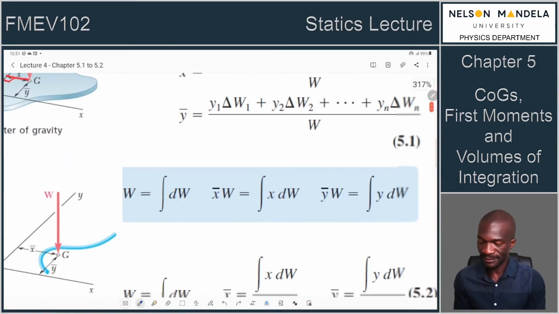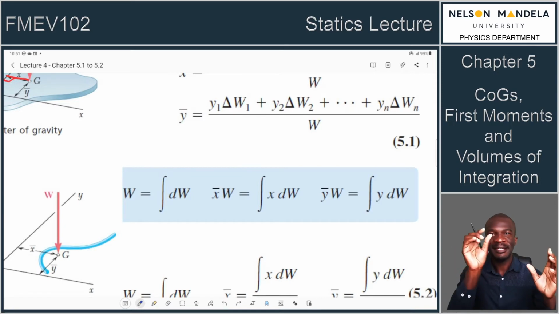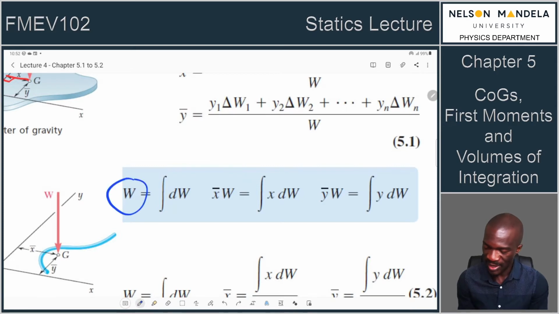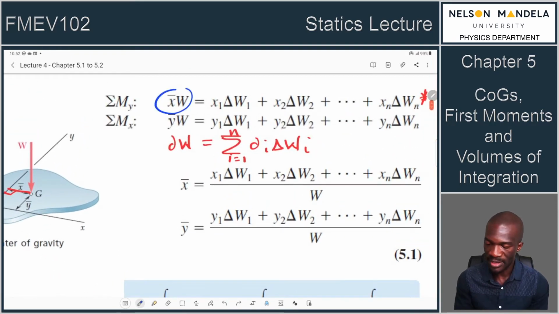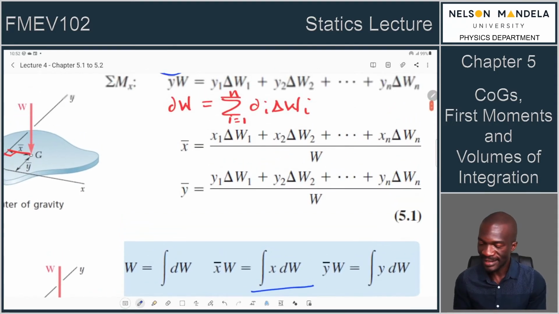For this reason, we can actually then use calculus methods, because we know with calculus we can approach the limit where the delta weight is almost equal to 0. So at that limit, the total weight is simply now an integral of the infinitesimal weights. Then this means that our x bar weight equation is now equal to an integral. So instead of it being a summation, it's now equal to an integral with respect to the weight.